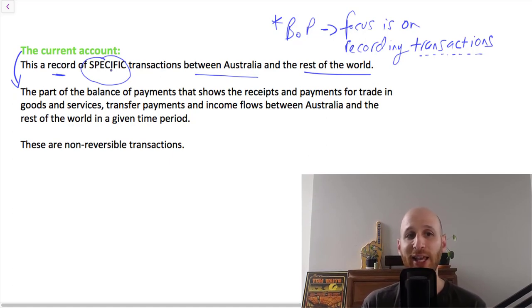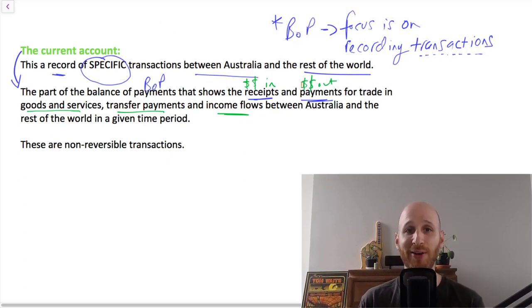So the current account is the part of the balance of payments that shows the receipts and payments. So we can be specific here. Money in, receipts, money out, payments, for trade in goods and services, transfer payments, so welfare payments, and income flows between Australia and the rest of the world in a given time period. So it's very important that when we are thinking about the current account, the specific types of transactions it includes are those that involve trade in goods and services, movement of transfer payments, and income flows.